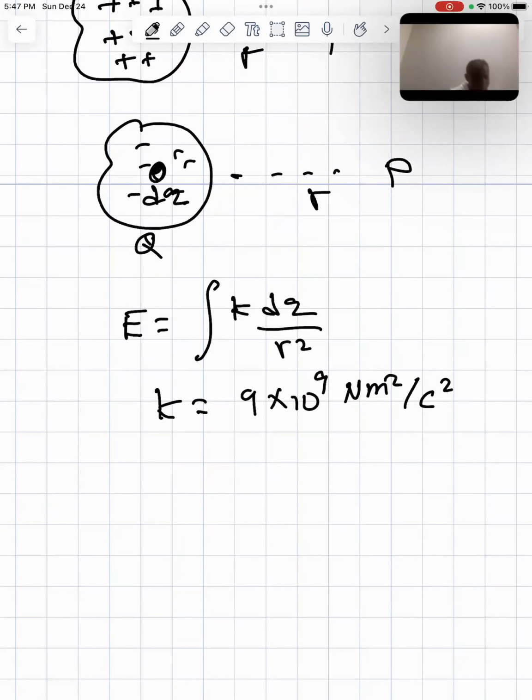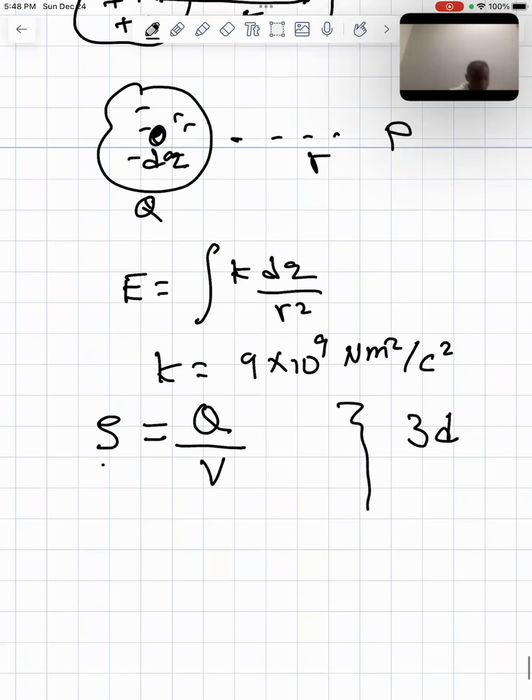Now, the problem with that is dq. Before even starting the calculus part, you have to refresh your basic calculus knowledge. So first of all, if I have density, the charge density is just total charge divided by total volume, okay? This is for a three-dimensional system. Q is the charge, V is the volume.